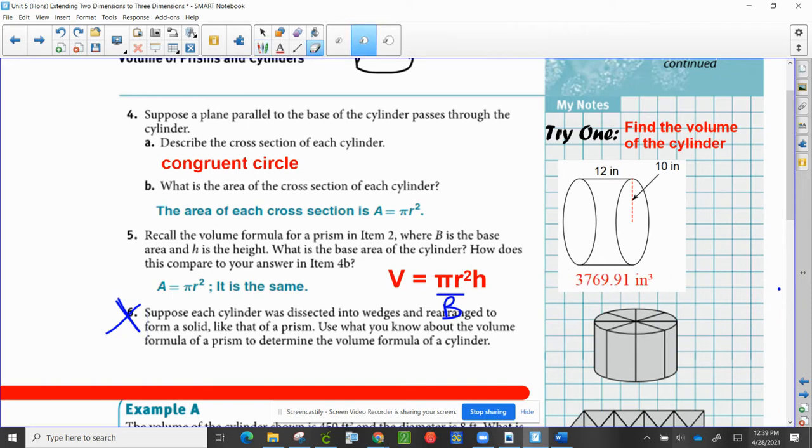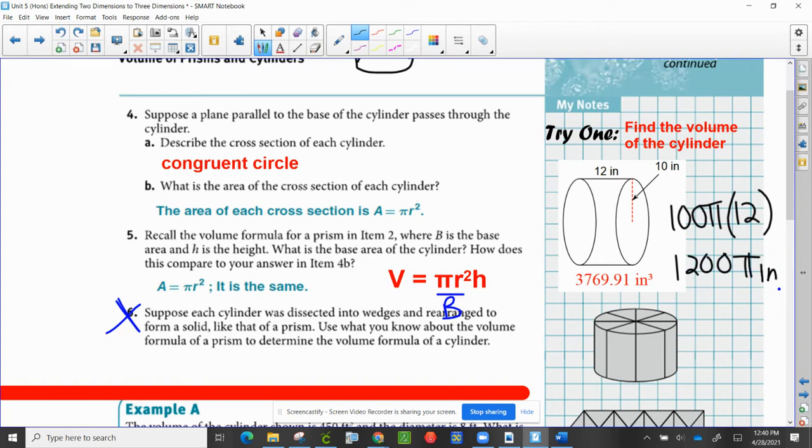Okay, if you did it correctly, here's the answer, 3,769.91 inches cubed. And again, volume is always cubic units. So again, if we took the area of our circle, so 10 squared is 100 pi, okay, times that by the height. You just have to punch that in the calculator. So you could have left it in terms of pi if you wanted the exact answer. So 1,200 pi inches cubed. Okay, or punch it in a calculator to get the approximate volume.